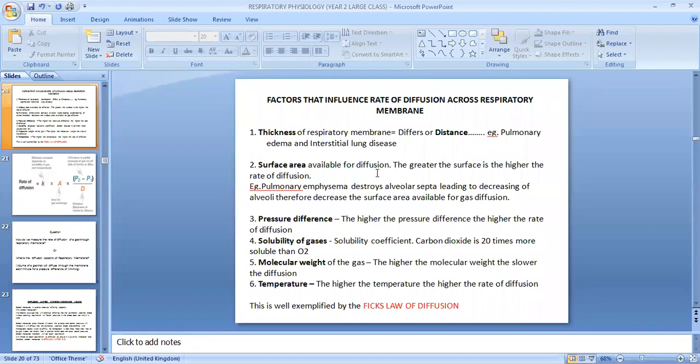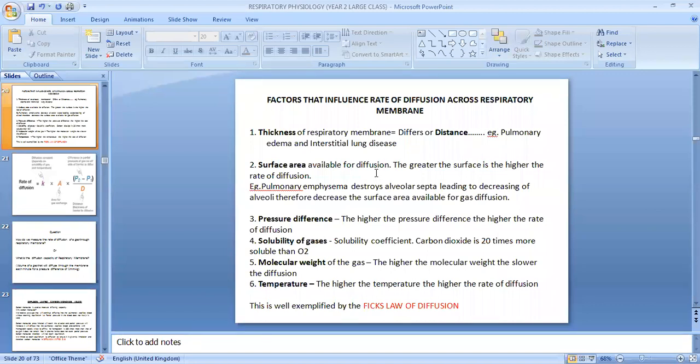4, solubility of gases. Different gases have different solubilities. For example, carbon dioxide is 20 times more soluble than oxygen in a fluid, like surfactant and those other fluids there. That's what we call the solubility coefficient. So the more soluble the gas is, the higher the rate of diffusion of that gas. Number 5, the molecular weight of a gas. The higher the molecular weight, the slower the diffusion, because it's heavier, it moves slowly.